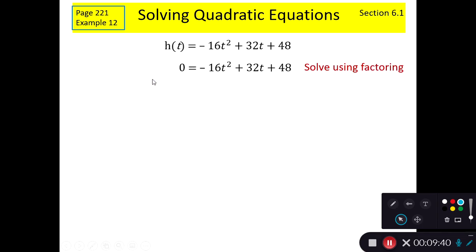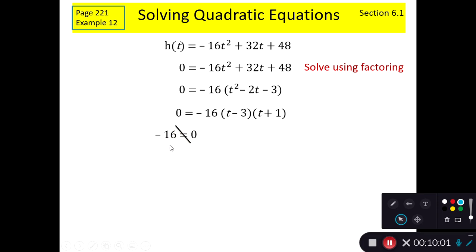Go ahead and factor. You can take out the common factor of negative 16. Then you have t squared minus 2t minus 3. You're going to factor that. And remember, we set every single factor equal to 0 to solve. Negative 16 equals 0. Well, that's not true. That can't be. Right away, you can cross that out. That's a false statement. So we have t minus 3 equals 0, and we have t plus 1 equals 0.